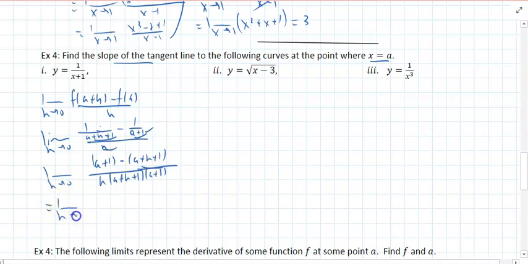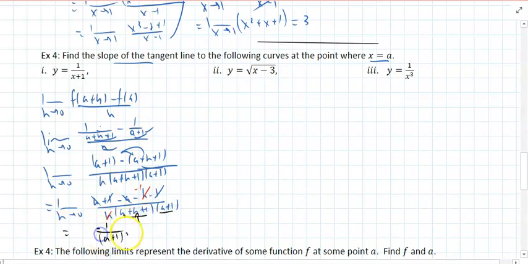That's the limit as h approaches 0 of a plus 1 minus a minus h minus 1, distributing the negative in. The 1's cancel out, the a's cancel out, and you notice the h's cancel out. And if I throw h equals 0 in, I get a negative 1 over a plus 1 times a plus 1, which is a plus 1 squared.